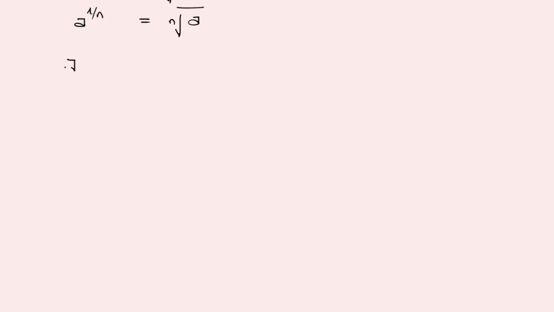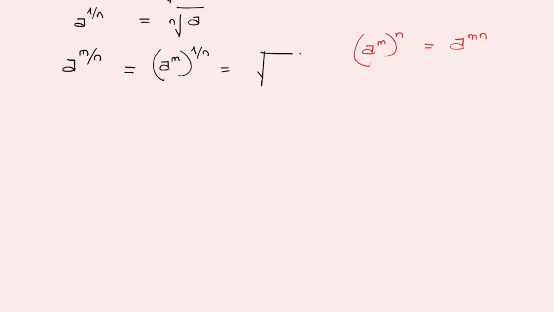Now, if we also have A raised to power M over N, what if this is not 1, but this is M instead? If you remember, the third law says that A raised to power M, all raised to power N, is equal to A to the power MN. So if we split this up, what we would actually have is A raised to power M multiplied by 1 over N, because M multiplied by 1 over N will result in M over N. And so if we use the law now, this is equal to the nth root of A to the M. So A to the M over N is actually equal to the nth root of A raised to power M.